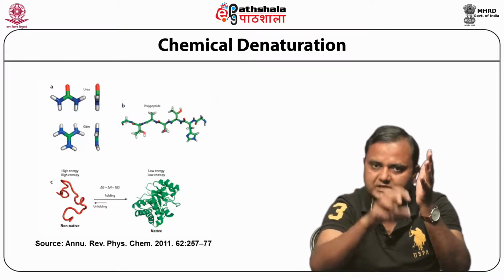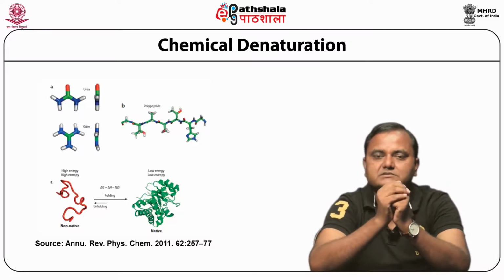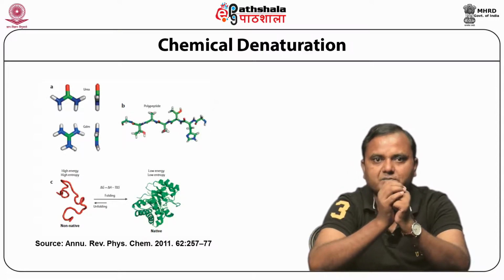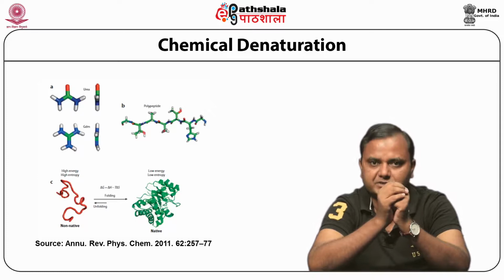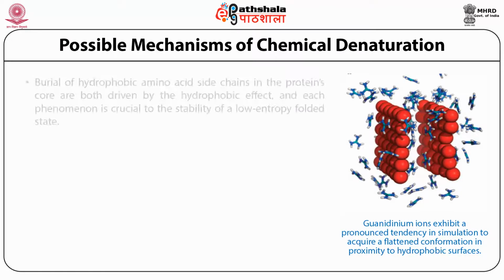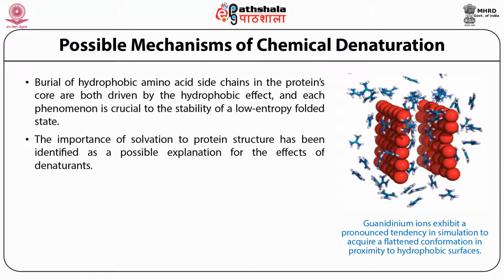So how the urea and the guanidinium hydrochloride disturb the unfolding, and disturb the folding process of the protein. So it experiences the high energy, high entropic ensemble of the non-native conformation. Here we talk about the possible mechanism of chemical denaturation: the burial of hydrophobic amino acid side chains in the protein cores are both driven by the hydrophobic effect, and each phenomenon is crucial for the stability of the low entropy folded state. The importance of solvation to protein structure has been identified as a possible explanation for the effect of denaturation.